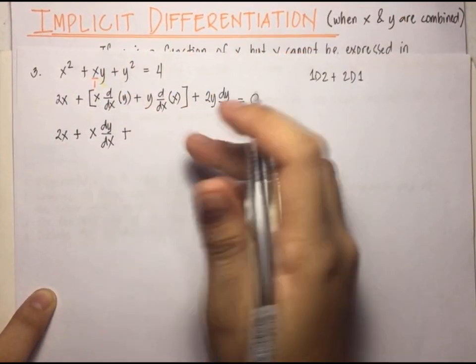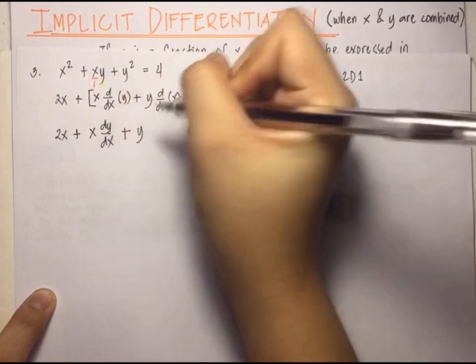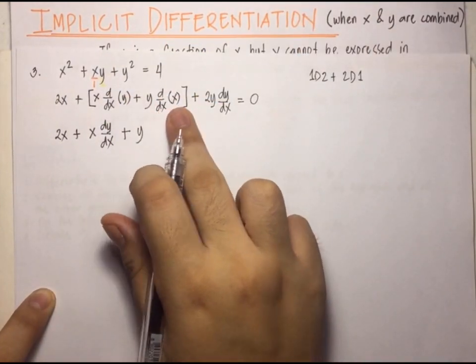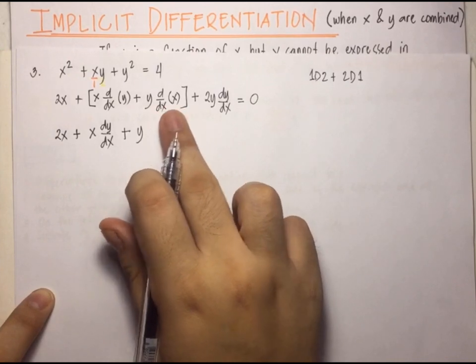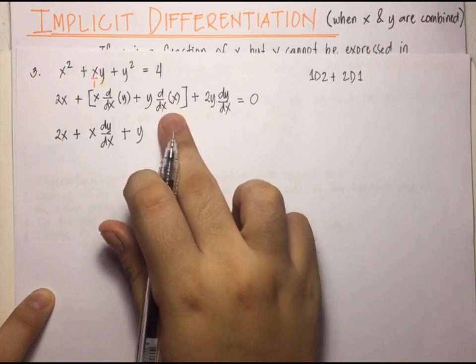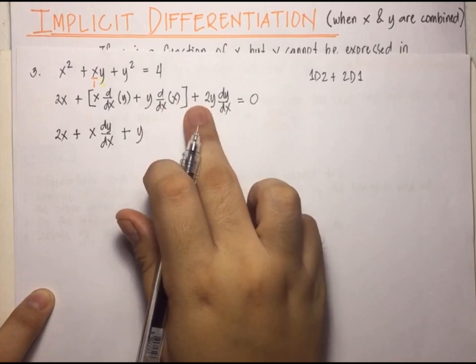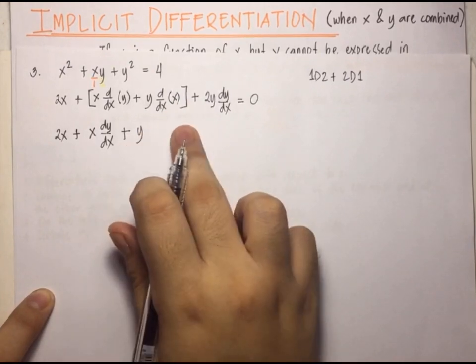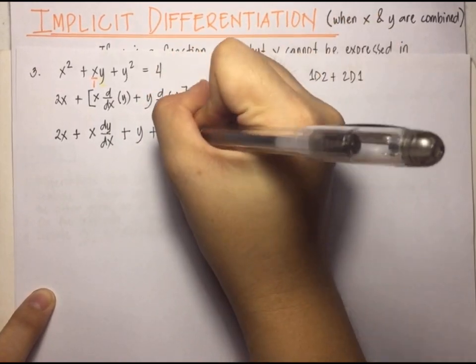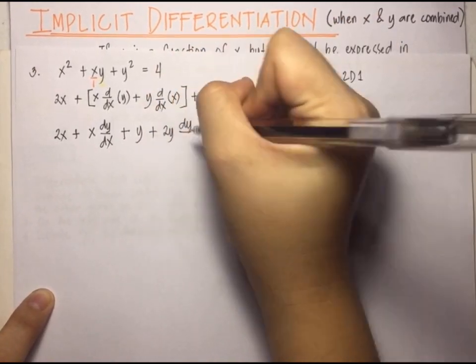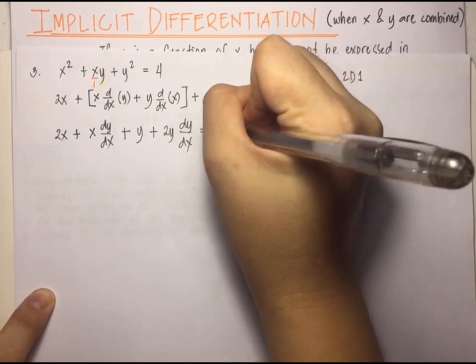Plus, copy the second, which is y, and find the derivative of the first, which is x. Now, the derivative of x is 1, identity function rule, so y times 1 is just y. Then copy the third term, 2y times dy over dx equals 0.